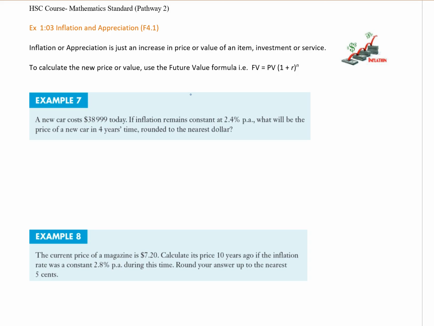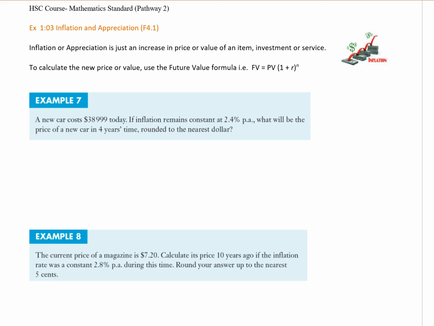Example 7 says, a new car costs $38,990 today. If inflation remains constant at 2.4%, what will be the price of a new car in 4 years' time, rounded to the nearest dollar? So we know that we expect that whatever we pay for a brand new car now, when we go to buy one to replace that in years to come, it will cost more. Not the value of my car, but the value of the new car will be more.